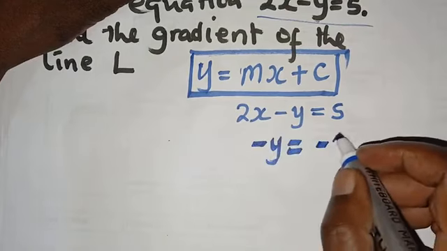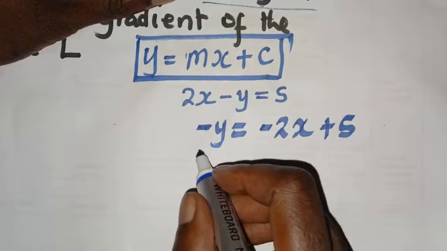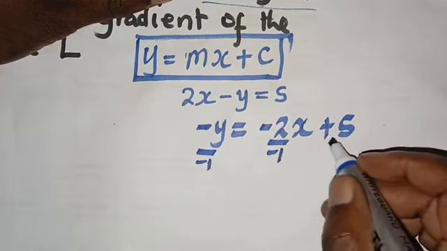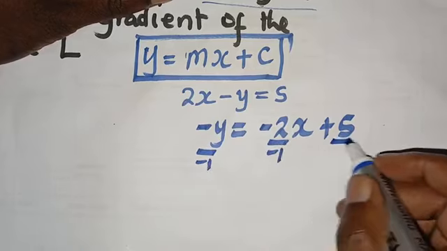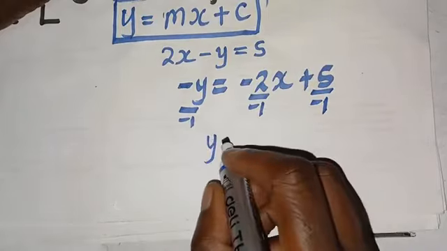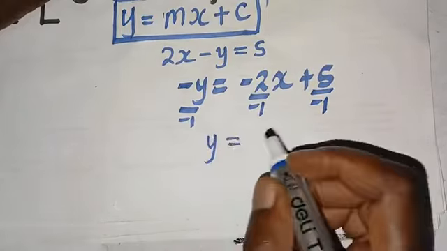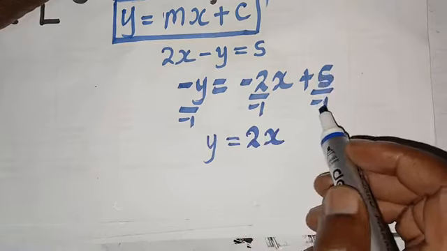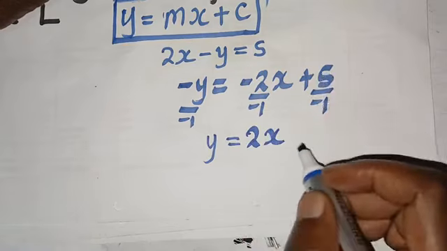I hope we are together so far. Remember, I've said we need to write the equation in this form. So we will be dividing both sides by -1. Once we have done that, here we are going to remain with y is equal to -2 divided by -1. This is going to give us 2x. This is positive 5 divided by -1. This is going to give us a minus 5.